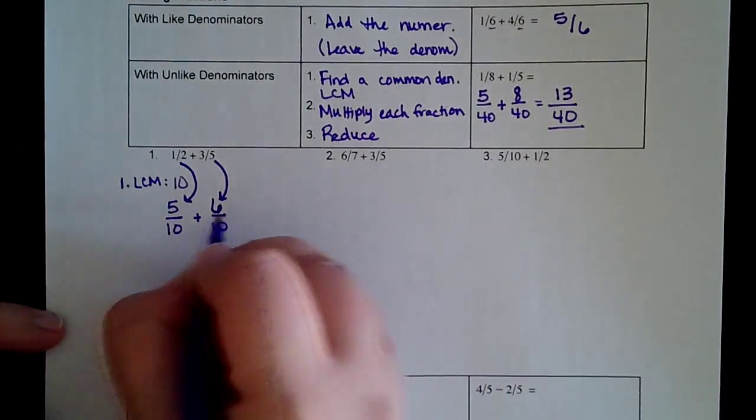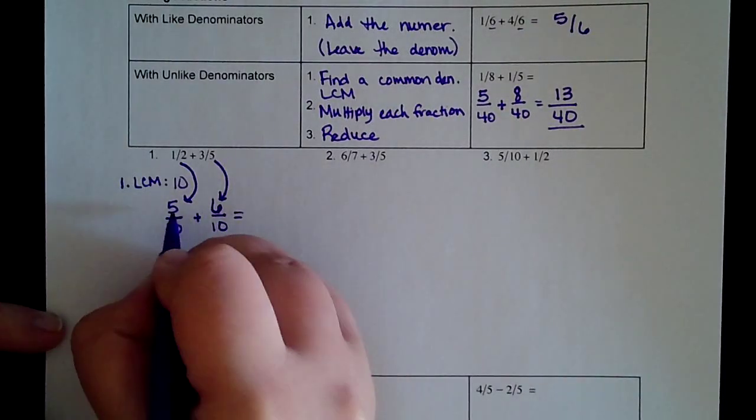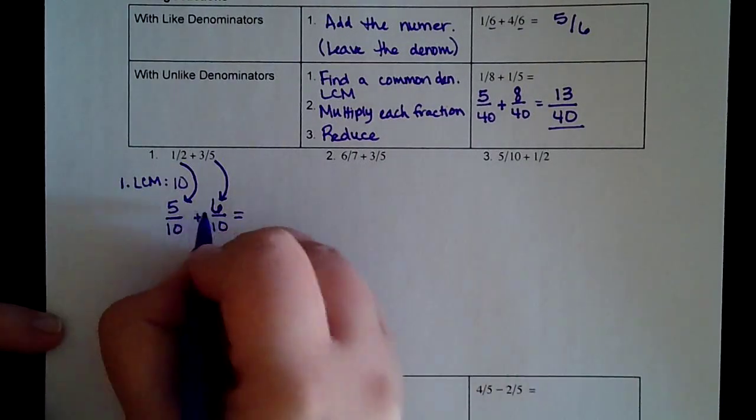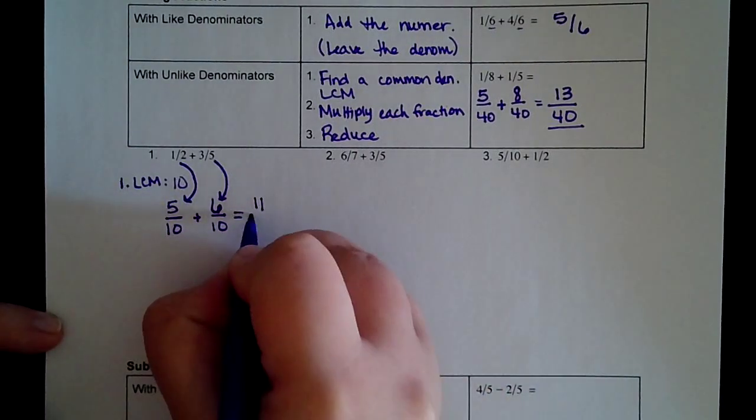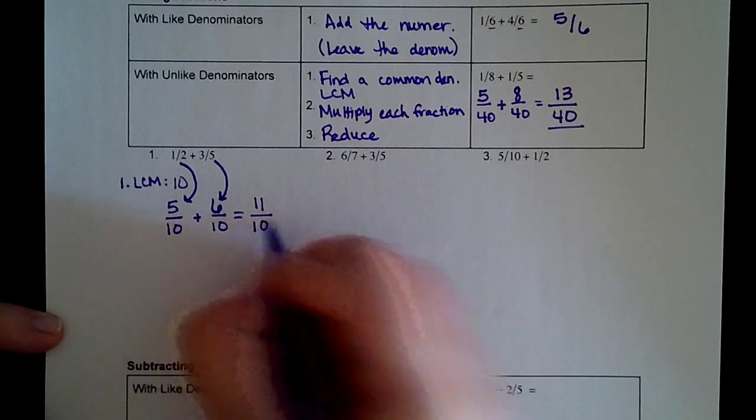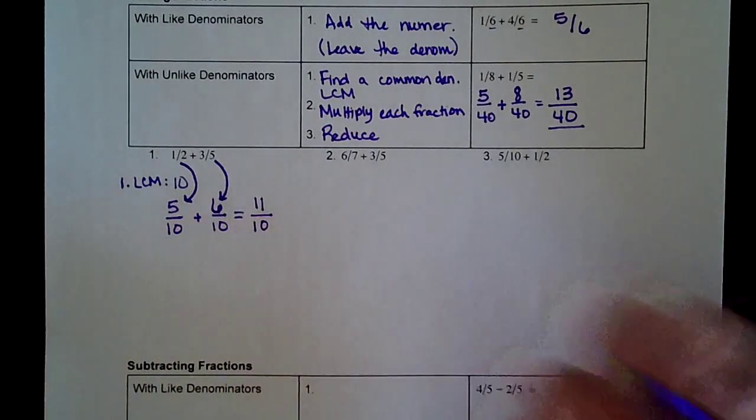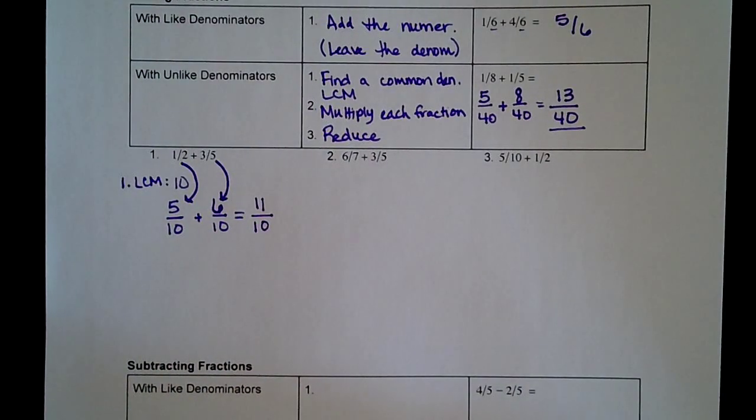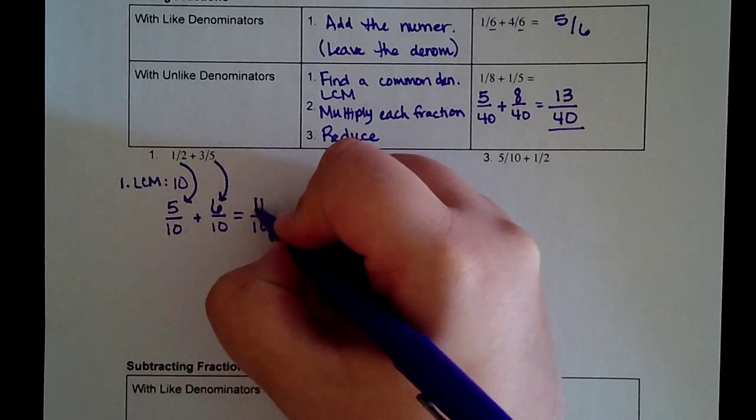So now, just as I did in my other problem, I'm going to add those numerators. 5 plus 6 is 11. Leave the denominators alone. That's 10. And my final answer is 11 over 10. Now I have to think about that. I need to make sure that I don't have any reducing that can occur.